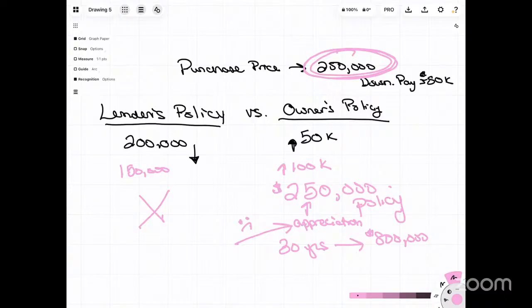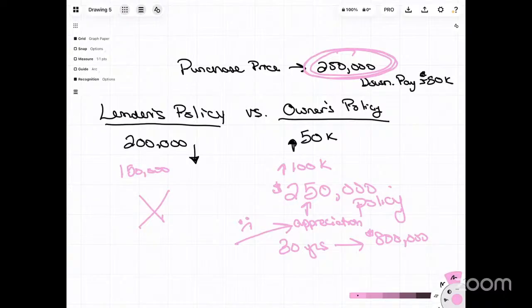Which, when you think about it, any problem that should be on the title probably wouldn't be more than what the house was worth at the time, but it possibly could be. That would be hard. That would definitely be an attorney type deal. You should always get an attorney with stuff like this.